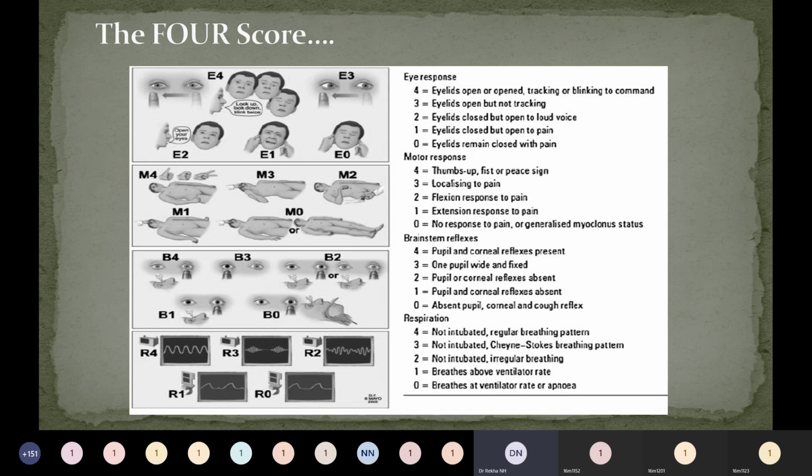Coming to the respiratory pattern, a score of 4 is normal: not intubated with a regular breathing pattern. A respiratory score of 3 is not intubated, but with Cheyne-Stokes breathing. Like that, at 0 the patient breathes at the ventilator rate, meaning a score of 0 is a patient on the ventilator rate or having apnea. So this is a very important score for the assessment of a patient with unresponsiveness.